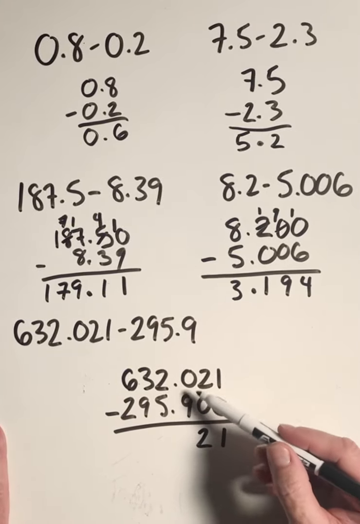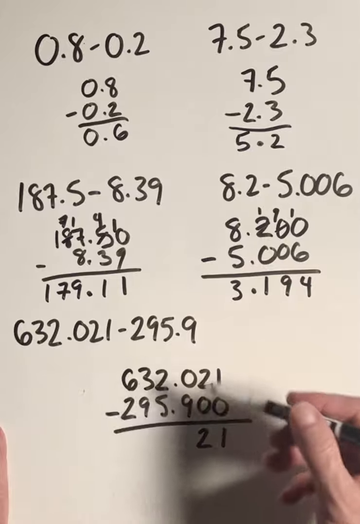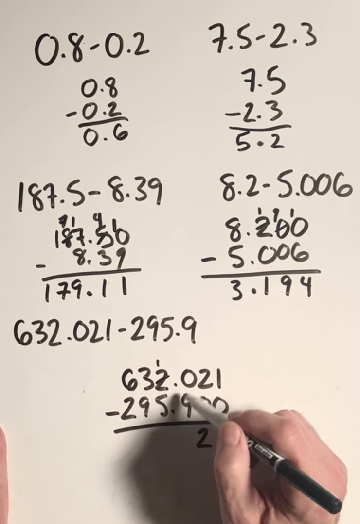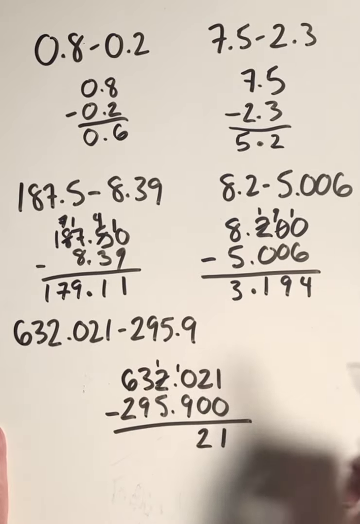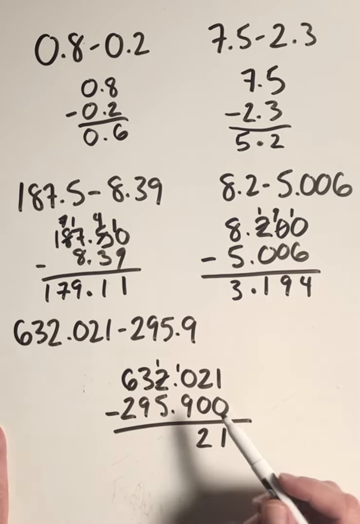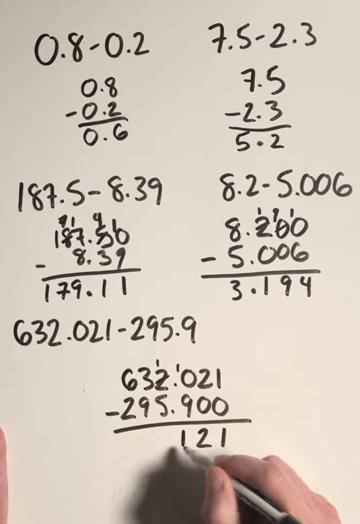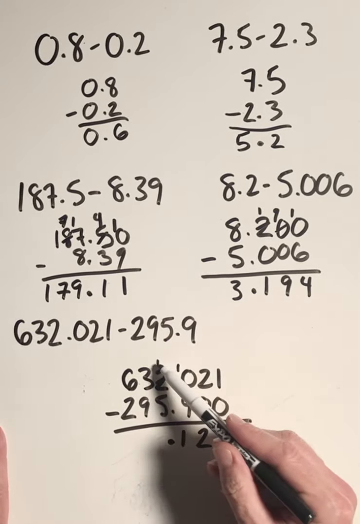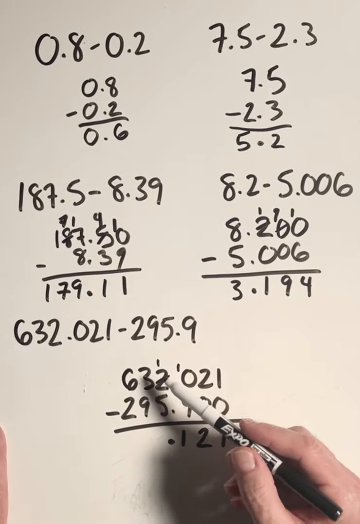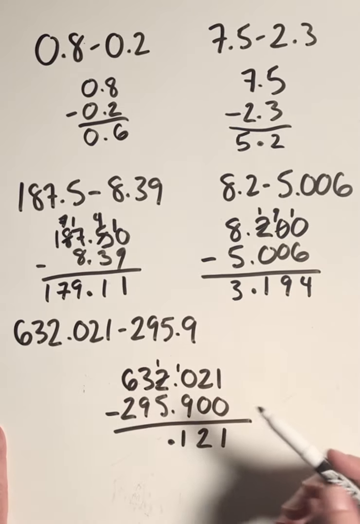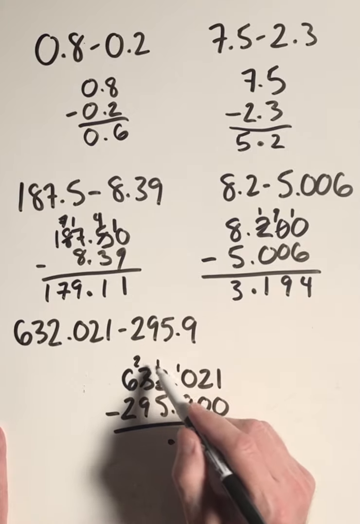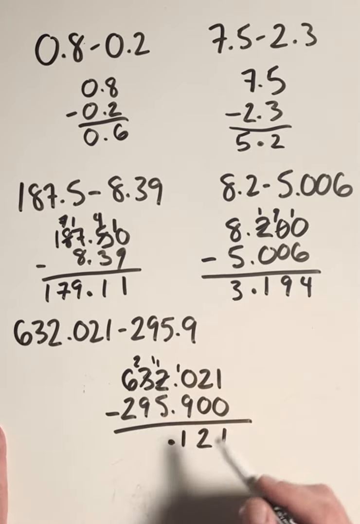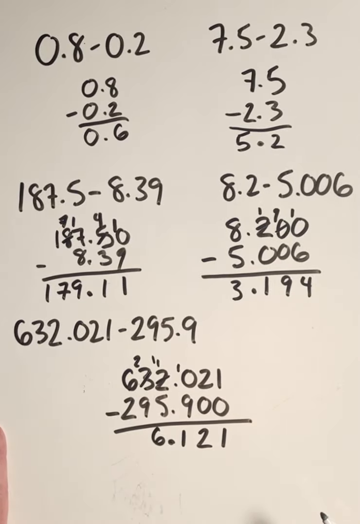I can't take 9 away from 0, so I have to borrow from the place over. This 2 becomes a 1, and this 0 now becomes a 10. 10 minus 9 is 1, and there goes my decimal point. I can't take 5 away from 1, so I need to borrow another 10 from this number over here. So this 3 becomes a 2, and this 1 now becomes an 11. 11 minus 5 is 6.